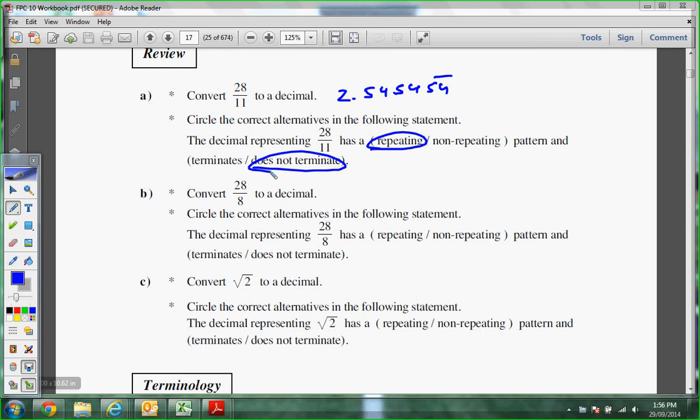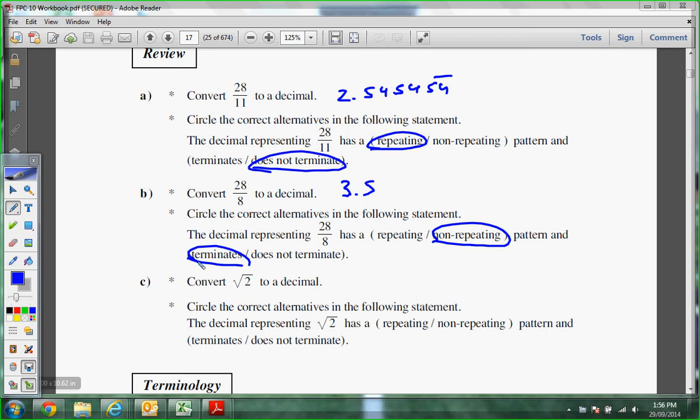Convert 28 over 8 to a decimal. So 28 over 8 to a decimal is 3.5. So 28 over 8, is it repeating or non-repeating? Non-repeating. Does it terminate? Yes. So it terminates. Okay? Then here's where things get interesting, here's the other.